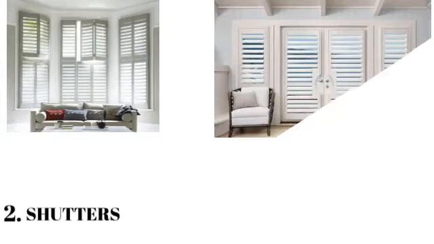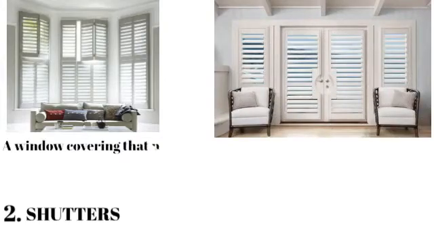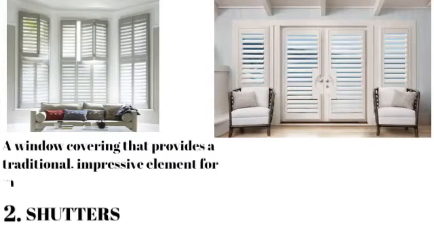Number 2. Shutters. A window shutter is a durable, energy-efficient but often expensive window treatment option. These window coverings are similar to blinds in that their slats can usually be adjusted to allow more or less natural light into a room.